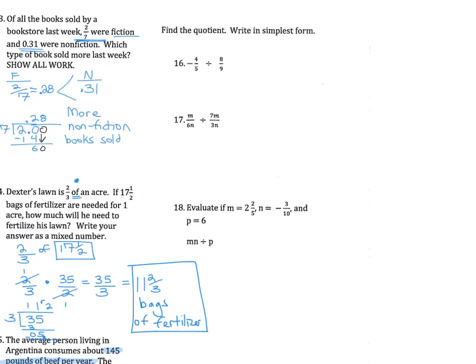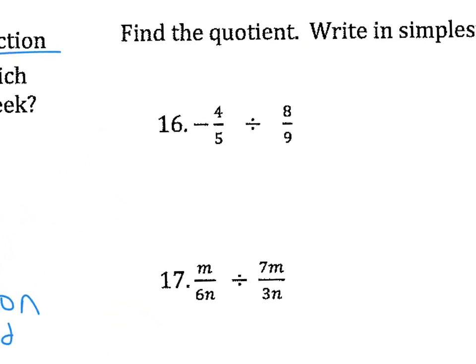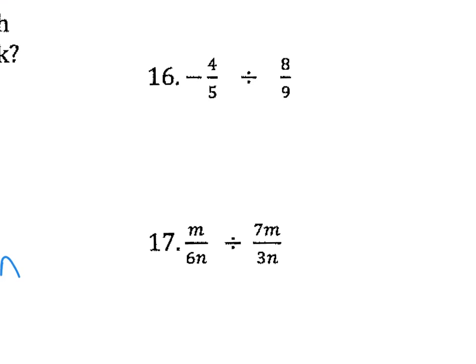All right, moving on to number 16, it says find each quotient. So we're dividing. Now remember that when we divide, we keep our first fraction, change to multiplication, and flip our second fraction. Okay? It's important to note that we're not changing the sign, we're just finding the multiplicative inverse, or we're flipping our second fraction.